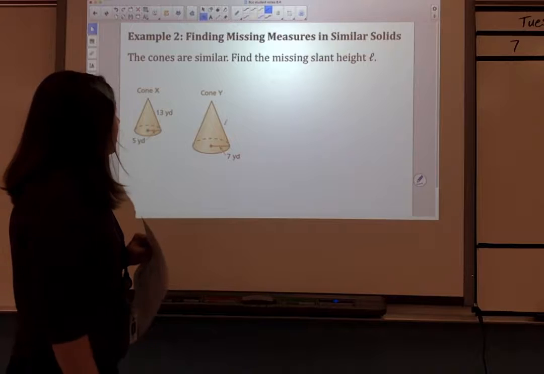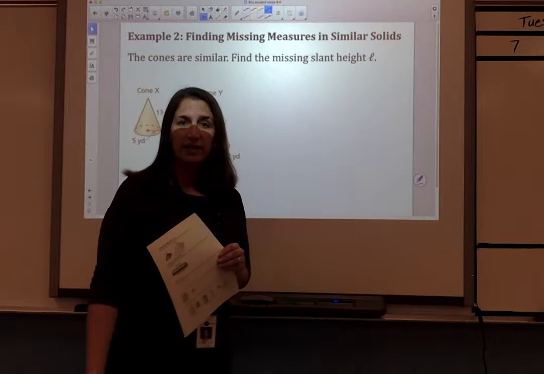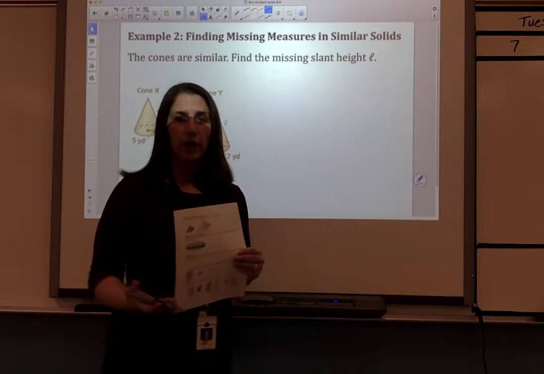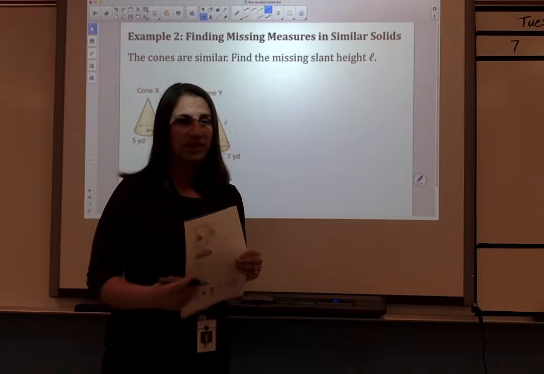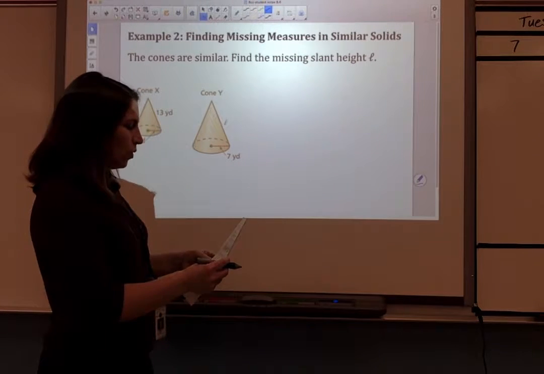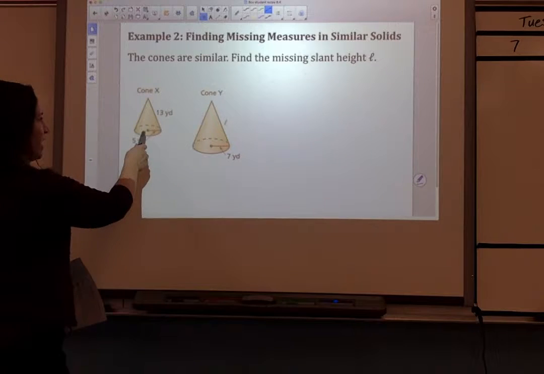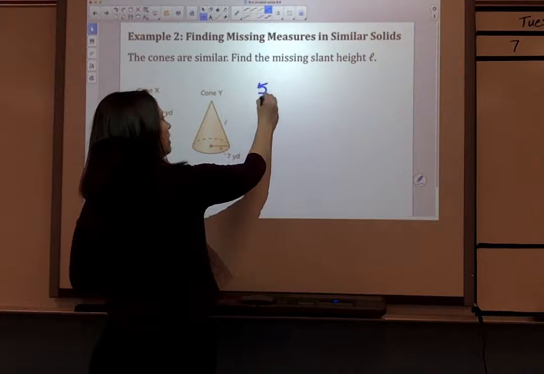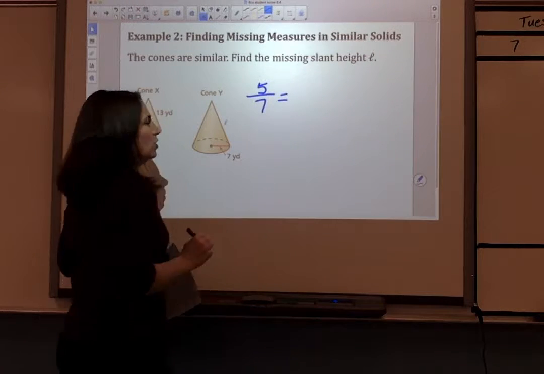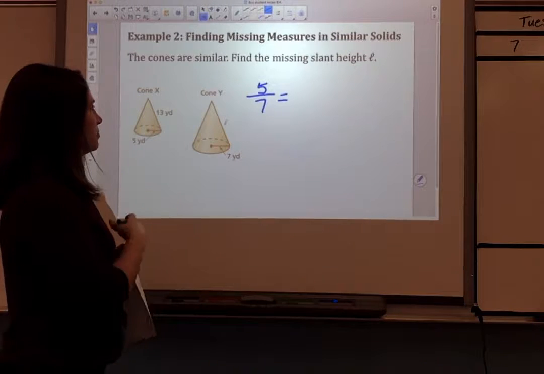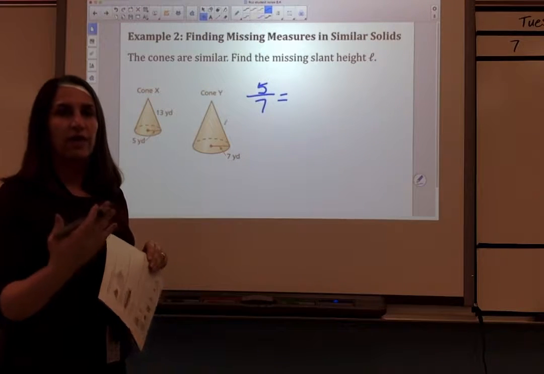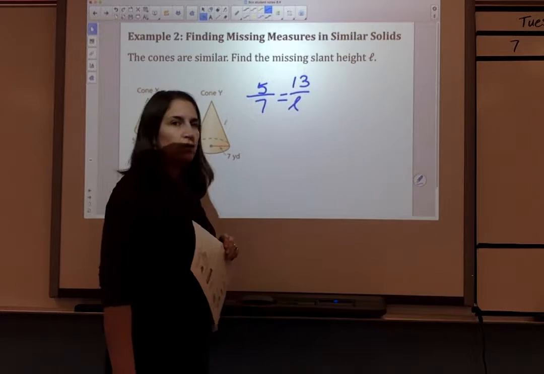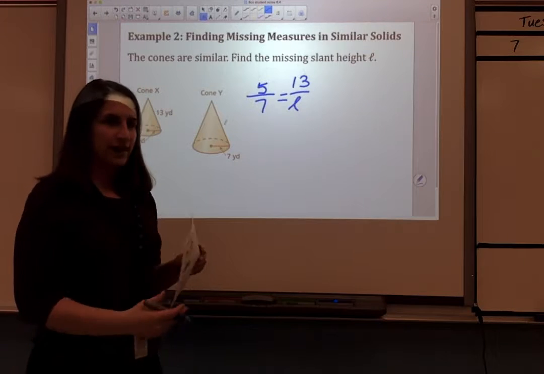Let's go ahead and look at example 2, where we're finding missing measures in similar solids. So this time we're told that the cones are similar. We're going to find the missing dimension, which is the slant height of cone Y. So here we see we have the radius of both cones. They have a ratio of 5 to 7. We know that that is proportional to the ratio of the slant heights, which is 13 over L. So now we just need to solve this proportion to find the slant height.